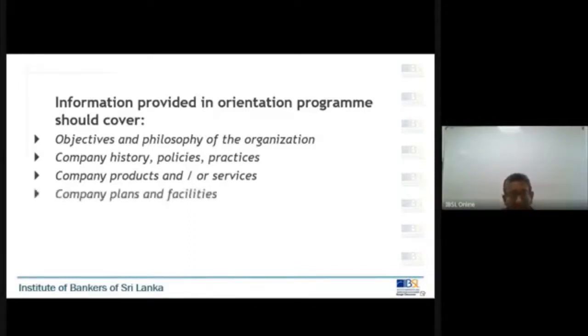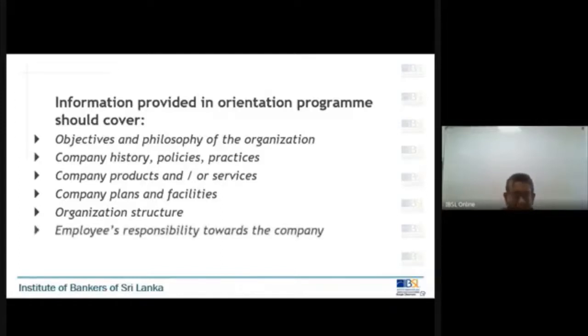Then you may have some plans and facilities, the infrastructure of your organization, how many branches. The organizational structure starts from the board of directors to the CEO, then senior deputy general managers, deputy AGMs, senior manager, chief manager, like that. And some organizations have vice presidents and presidents. They talk about the organization structure.